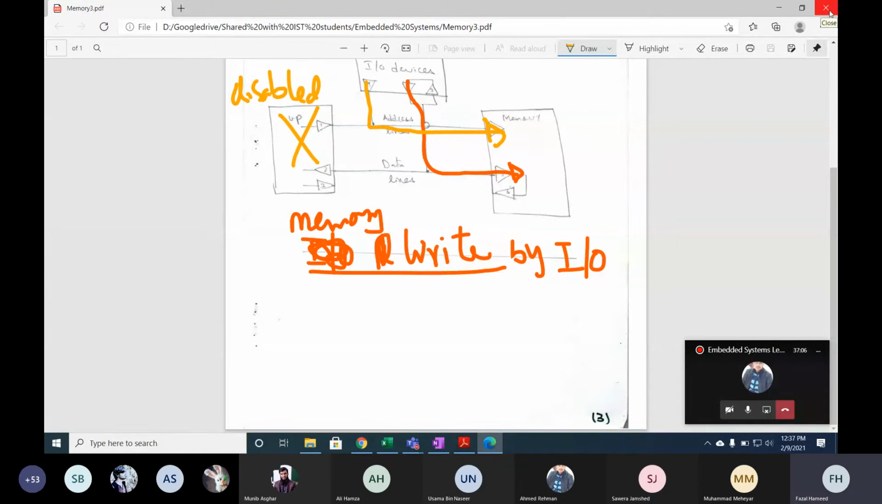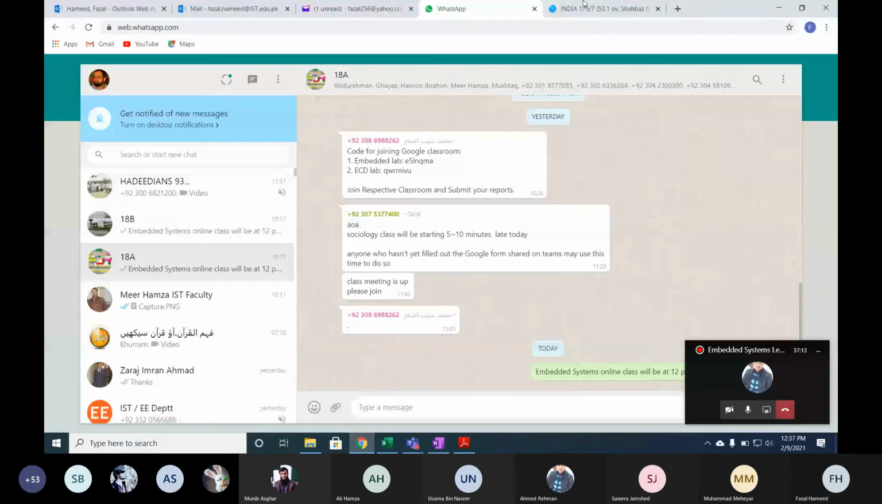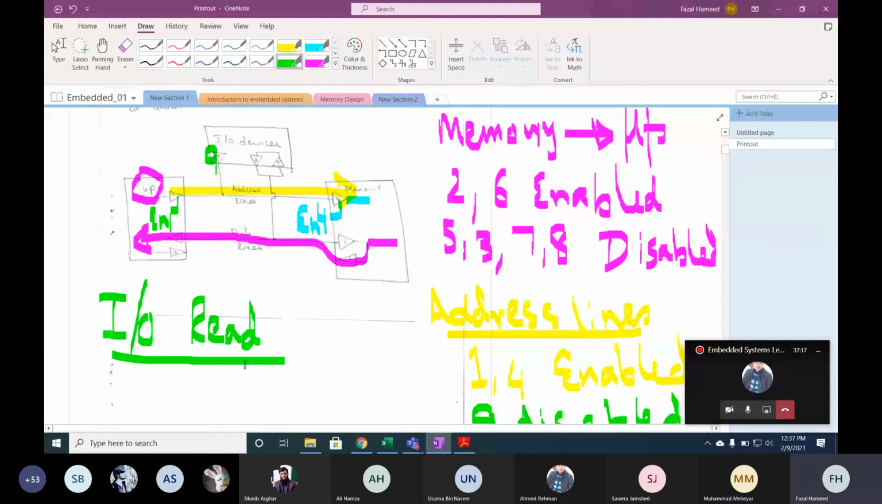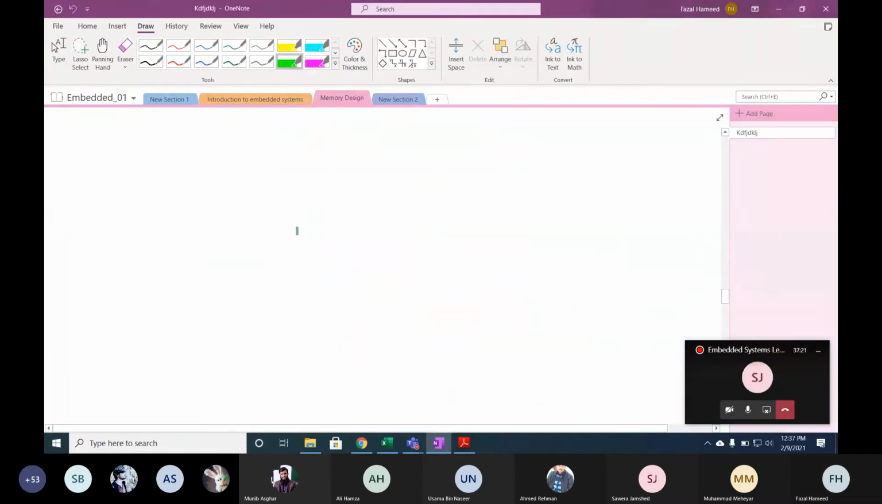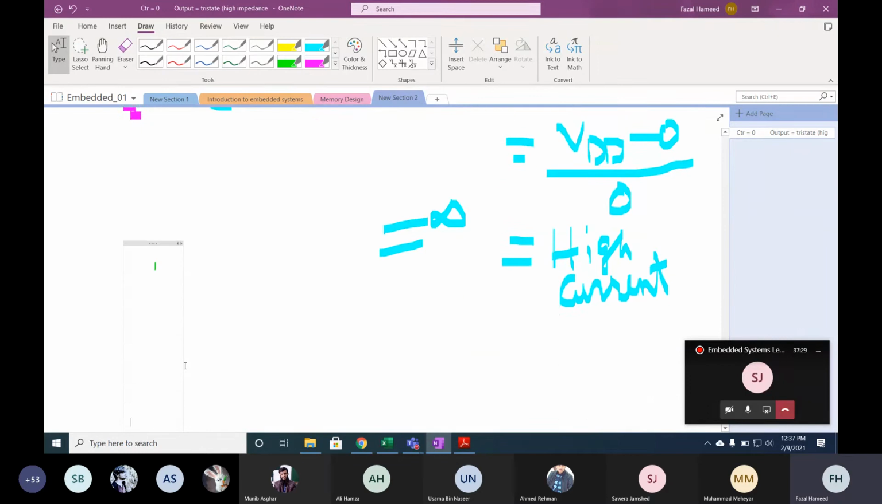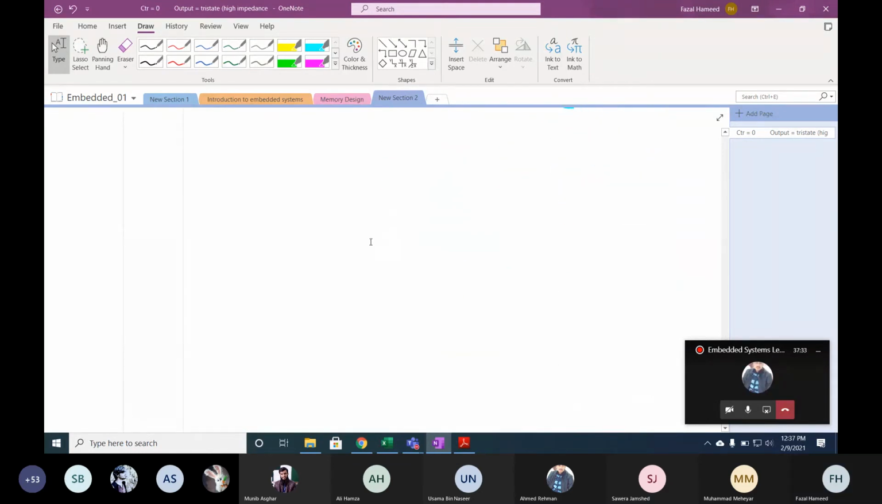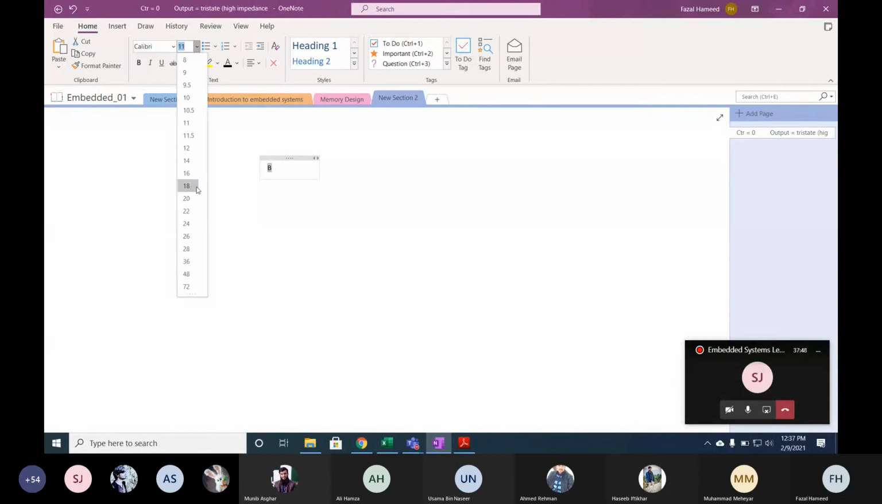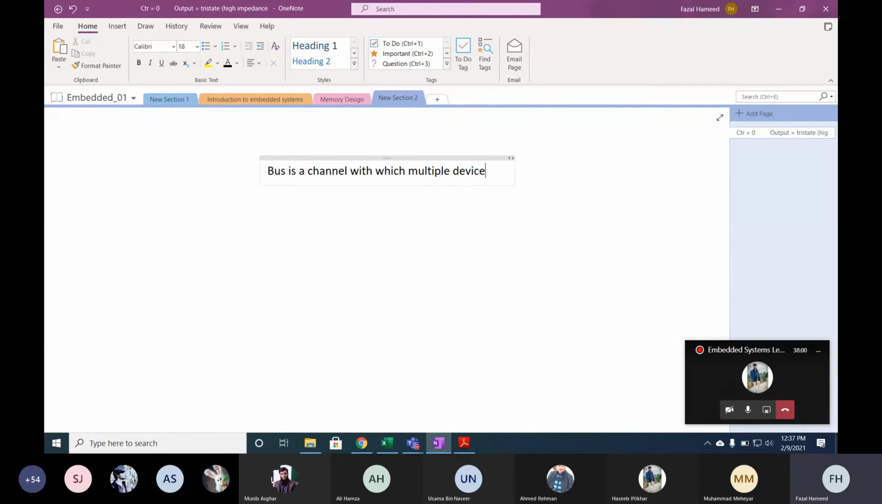So now let's talk about the concept of a bus. What is a bus? Can you elaborate on what a bus is? जी बेटा बता सकता है कोई? डेटा को ट्रांसफर करने का. Yes. So what I'm writing here: a bus is a channel with which multiple devices can be connected.